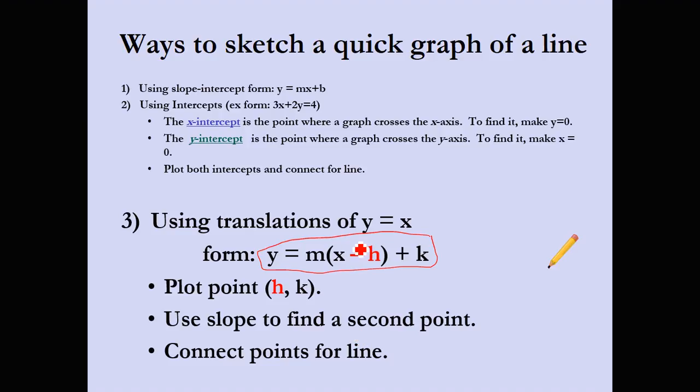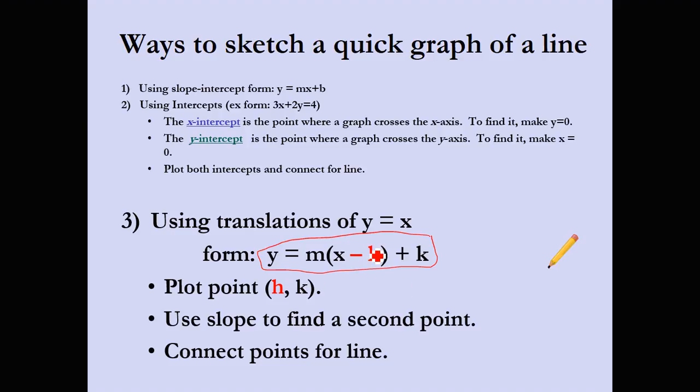So in a translated form, you're still going to see the y and still going to see the x, but there'll be pluses and minuses of different numbers here on the end. You'll know it's in translated form because the parentheses are there, and you'll have a value here in front of the x. Notice that that's still called m, that's still the slope, but the point (h, k), a point on the line, gets pulled out of this equation.